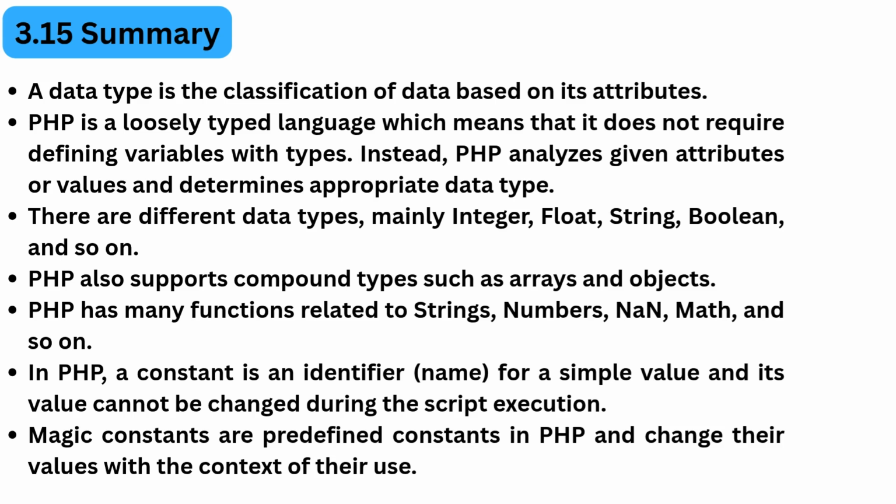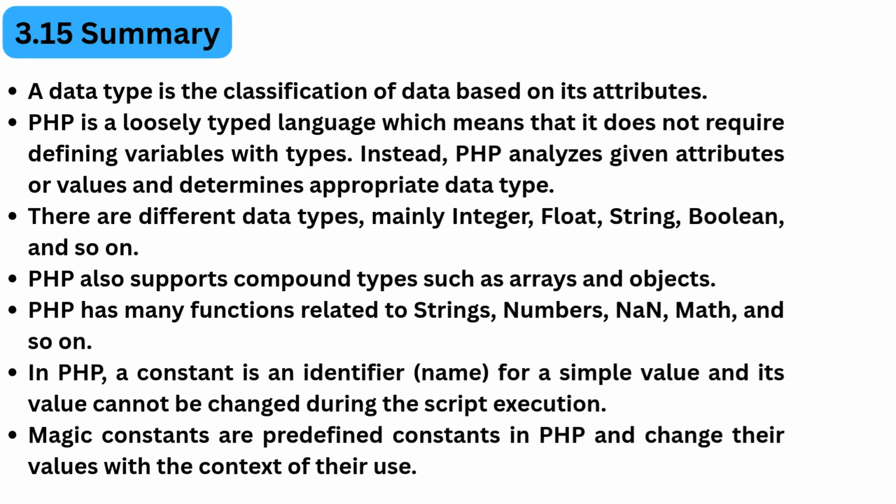And finally, we talked about magic constants, one of PHP's most powerful features. Magic constants are predefined by PHP itself, and their values change automatically depending on where and how they are used. These include constants like __LINE__, __FILE__, __DIR__, __FUNCTION__, and several others. They help developers get contextual information about their code, such as the file name, line number, or function name, at runtime. Unlike normal constants that have fixed values, magic constants are dynamic, meaning their values change with context. For example, __LINE__ will show a different number depending on which line it's written on.